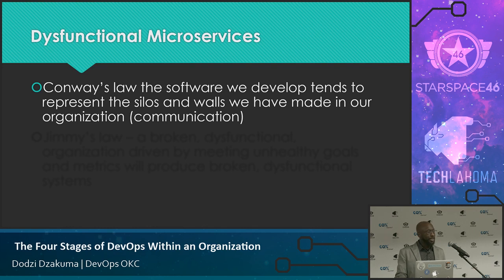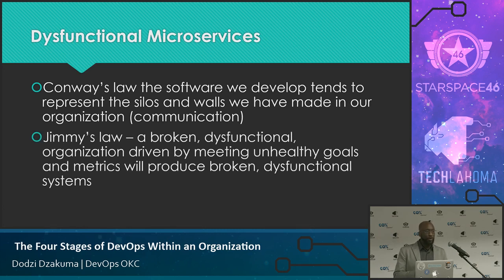Now, a guy named Jimmy did a talk on avoiding microservice disasters, and he said it better than Conway's law, I believe. A broken, dysfunctional organization driven by meeting unhealthy goals and metrics will produce broken, dysfunctional systems. So, attack your organization. Find out how you can fix the organization to help your software. You've transcended. You're no longer at the software level. You're at the organization level. How can I change things so that my organization makes healthy software?